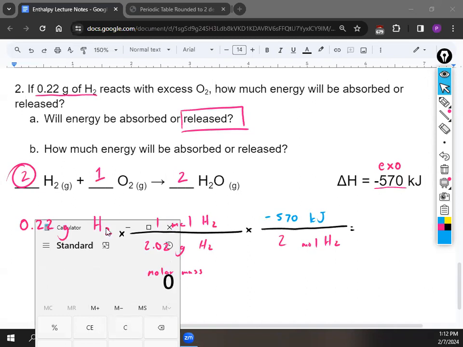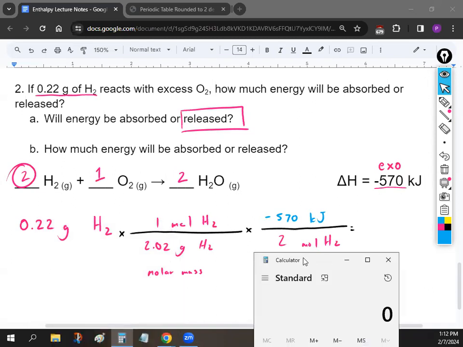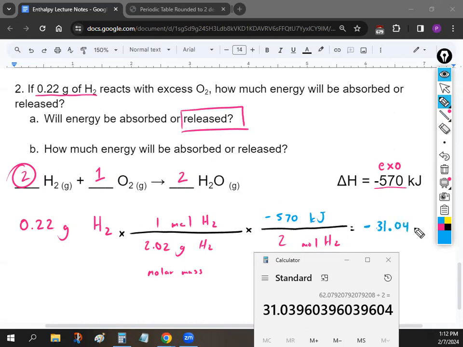Okay, so let's plug and chug into the calculator. So our starting number is 0.22 divided by 2.02 times 570 divided by 2. And so our final answer will be negative 31, and I'm going to round it to 0.4 kJ. And that's it. 31 kilojoules in this reaction.